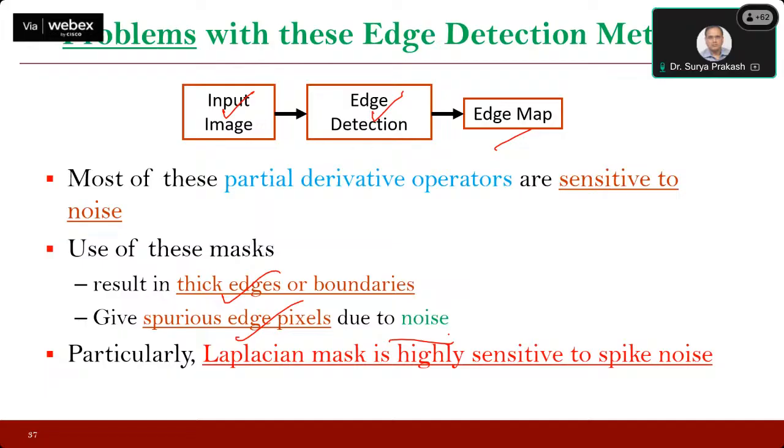This problem occurs whether you are using the first order derivative or the second order derivative. To handle this, we normally use some mechanism to first remove the noise from the image and then apply these operators. Filters like the Gaussian filter or median filter are first used to remove the noise from the image, and then we compute the edges.